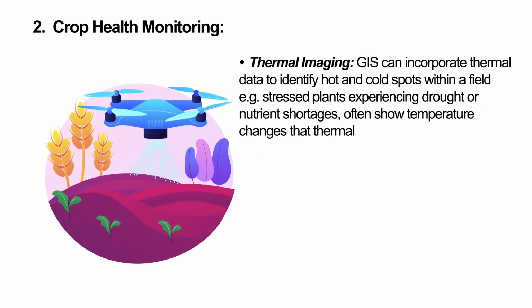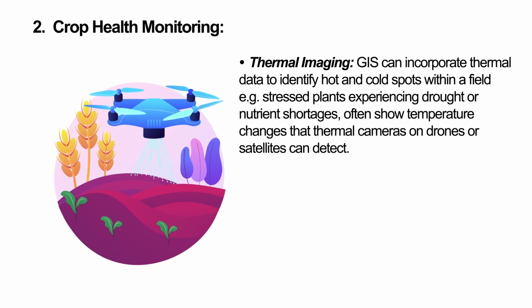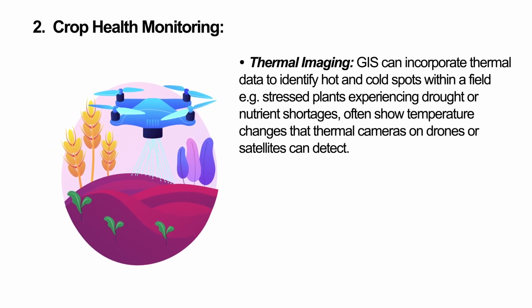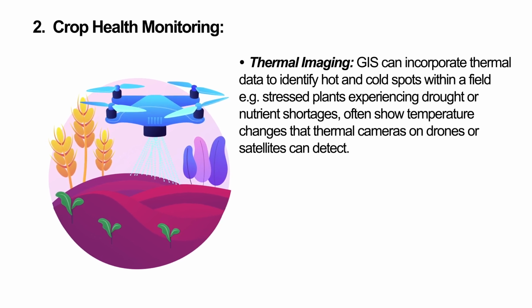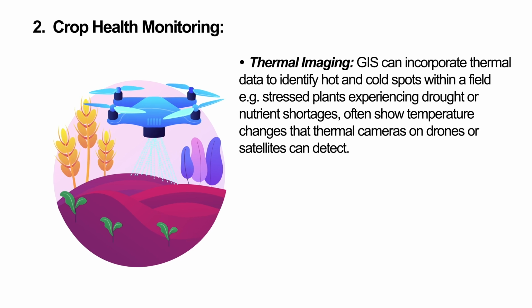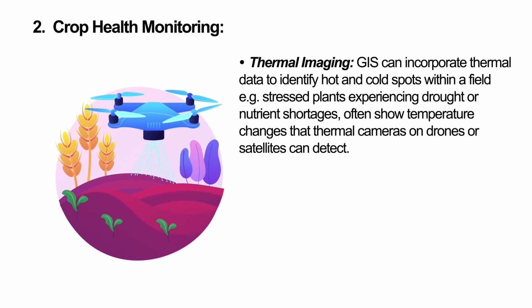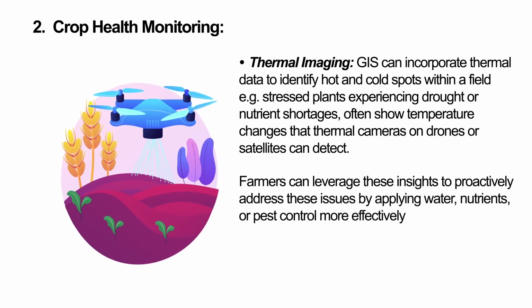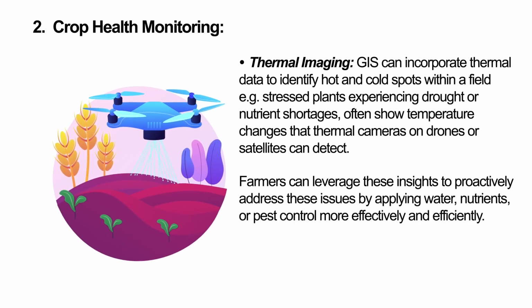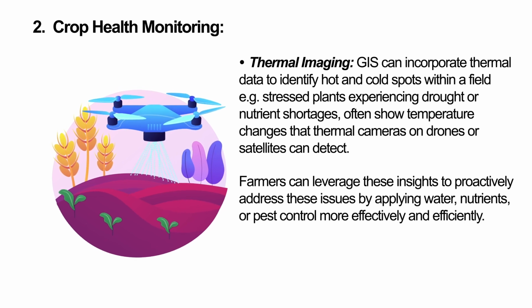Thermal imaging. GIS can incorporate thermal data to identify hot and cold spots within a field, e.g., stressed plants experiencing drought or nutrient shortages often show temperature changes that thermal cameras on drones or satellites can detect. This helps pinpoint areas that need immediate attention. Farmers can leverage these insights to proactively address these issues by applying water, nutrients, or pest control more effectively and efficiently.